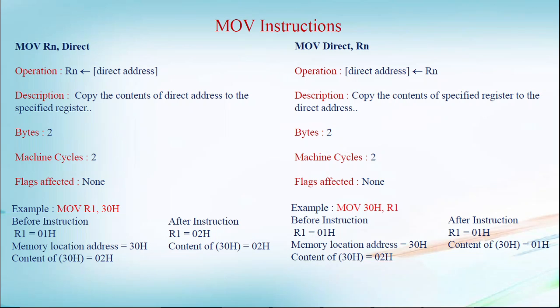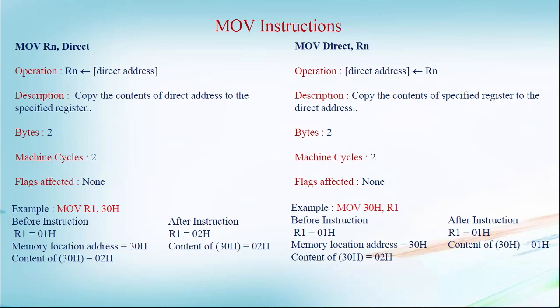Next, MOV Rn, direct. Copy the contents of the direct address to the specified register Rn. It requires 2 bytes and 2 machine cycles. Example, MOV R1, 30H. 30H is a direct address and R1 is a register. So before the instruction, let us consider R1 is 01H and the content of 30H is 02H. When the instruction is executed, R1 will become 02H.